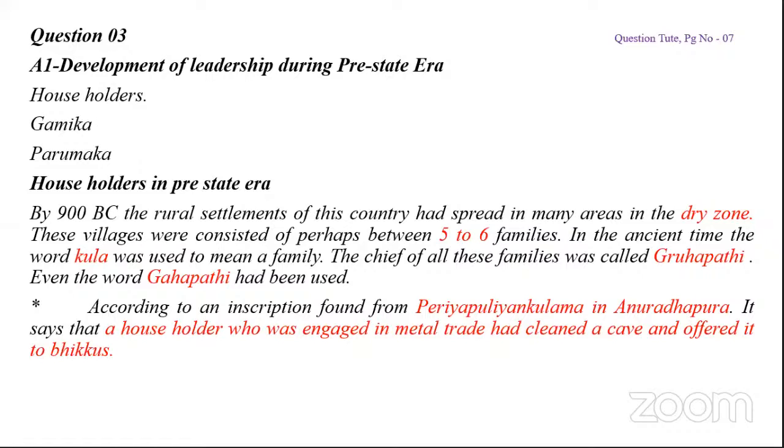In the ancient time, the word Kula was used to mean a family. So what is the word used to refer to a family? Kula. And the chief of all these families was called Gruhapati. Even the word Gahapati had been used. So Gruhapati and Gahapati were the two names given to householders. According to an inscription found at Periyapulyankulam in Anuradhapura, a householder who was engaged in metal trade had cleaned a cave and offered it to bhikkhus.